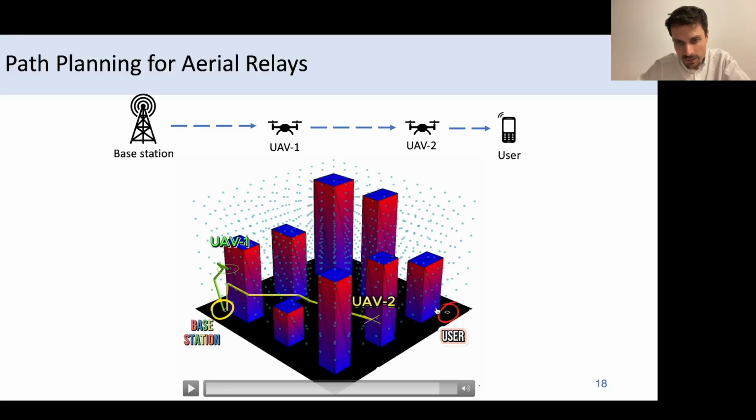So it needs to go to a point with a good channel to the user, and this one should be at a sufficiently good point that allows achieving a sufficient rate between this UAV and this UAV, as well as between this UAV and the base station.